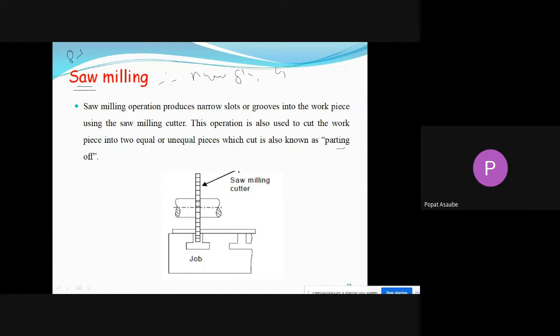Means we can cut the workpiece into two parts. Whatever parting operation we have seen in Unit 1, the same operation we can also perform. See, this is the saw milling cutter, and with the help of that cutter we can generate narrow grooves or narrow slots on your workpiece. Such types of operations we can generally perform on a milling machine.